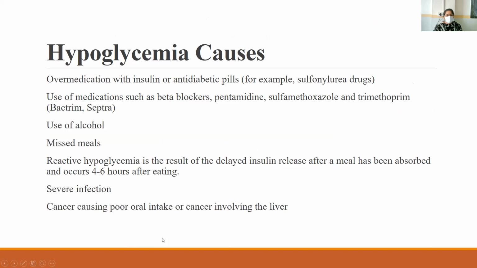Okay, so now coming to hypoglycemia causes. What are the causes of hypoglycemia? Over medication with insulin or anti-diabetic pills can also cause hypoglycemia. So this is the reason why they say don't take medicine by your own prescription.